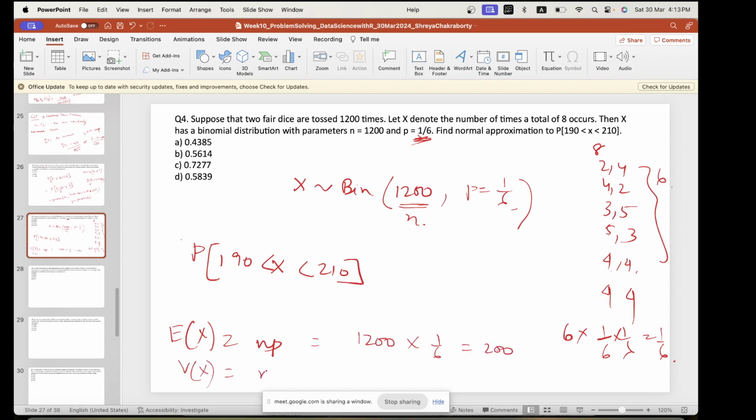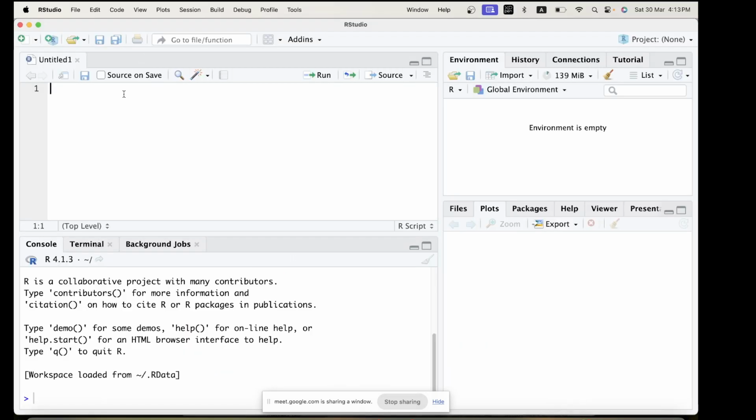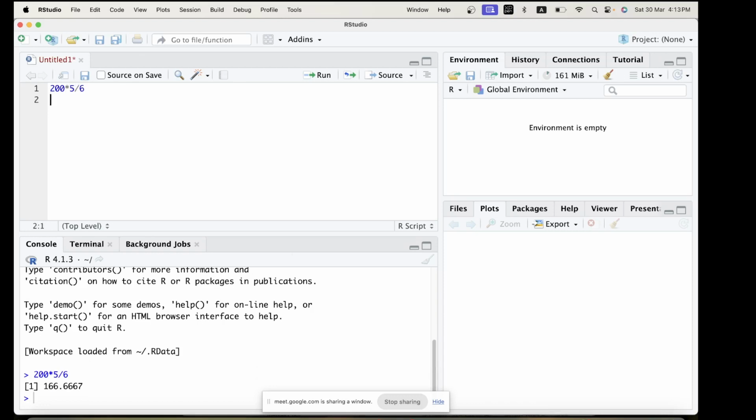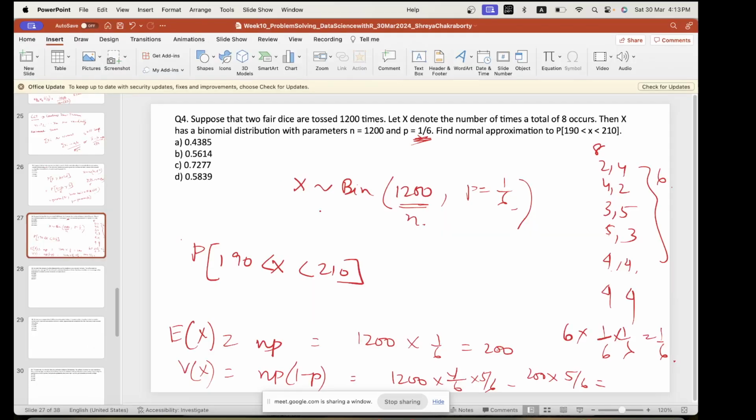And variance of x is how much? Np into 1 minus p. So this will be 1200 into 1 by 6 into 5 by 6. So this will be 200 into 5 by 6. That will be 166.67. Alright.